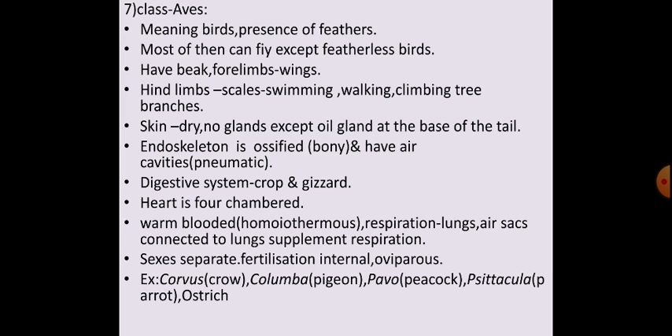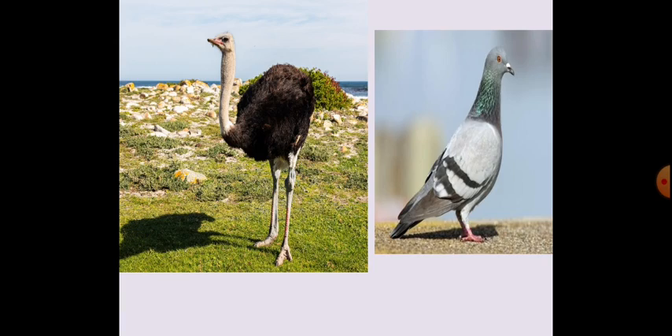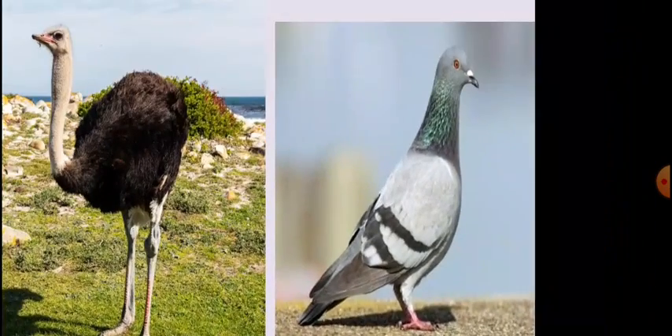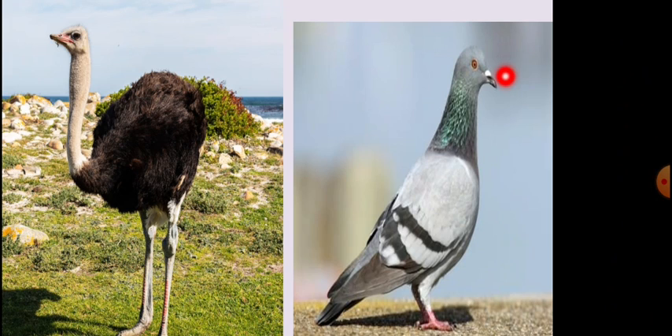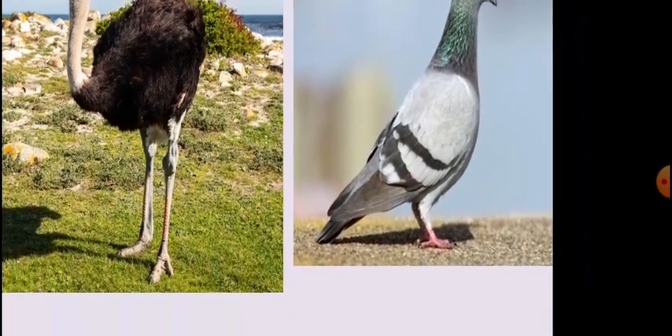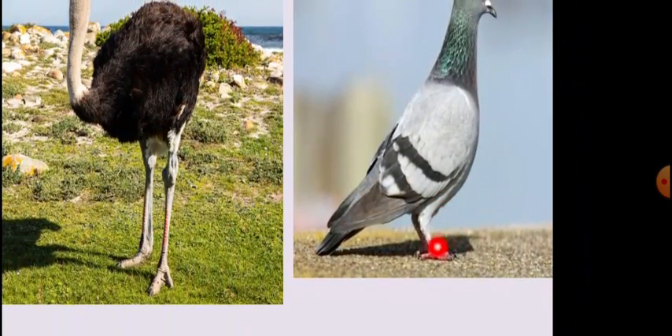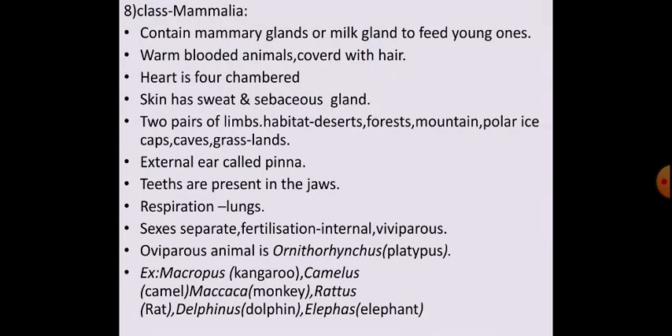They will be having a beak. You know what a beak is. This is the beak. This is the 4 limbs and this is the wing. They have a beak, 4 limbs and wings.